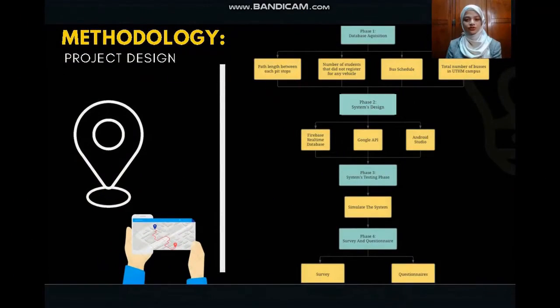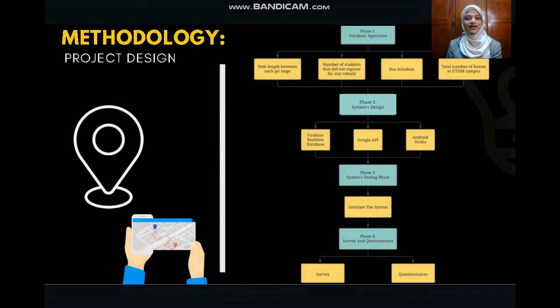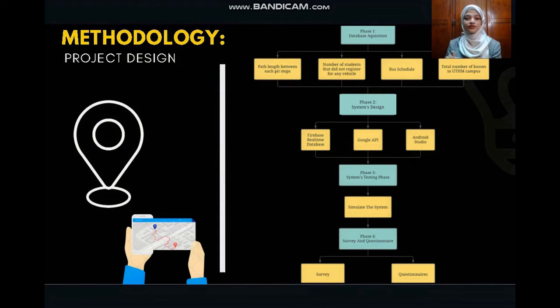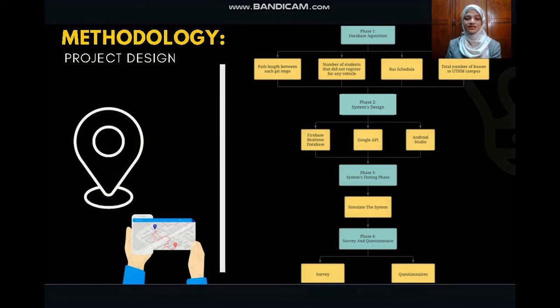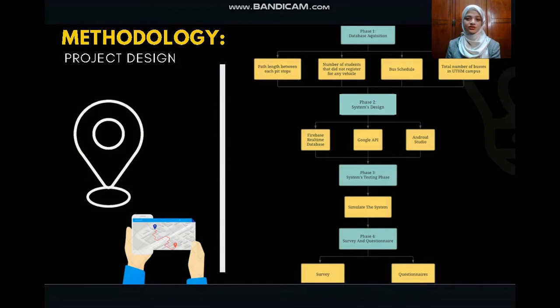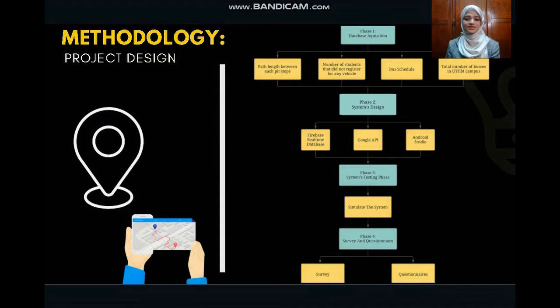Next will be the methodology. So there are 4 phases like I've mentioned before, and the first one is database acquisition. So there are path lengths between each pit stop. The interval of each pit stop is used to determine the path length over time to estimate the approximate time for the bus to reach each pit stop. This enables calculating bus arrival so that students can reduce waiting time.